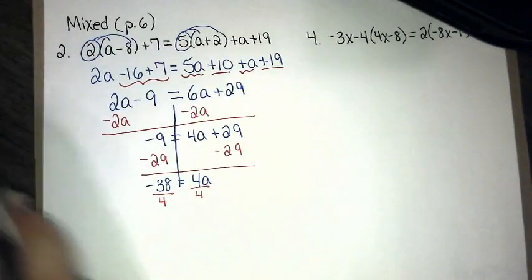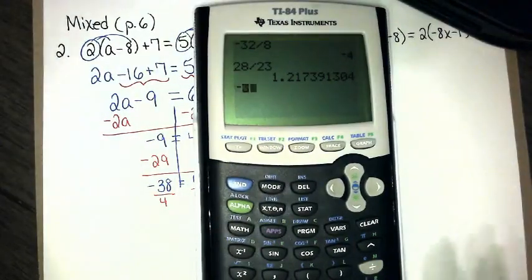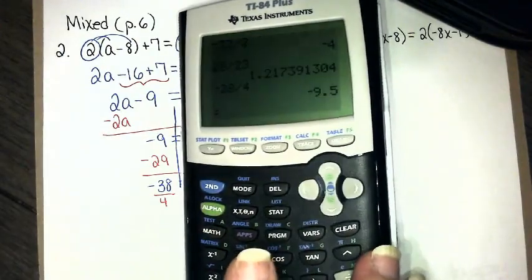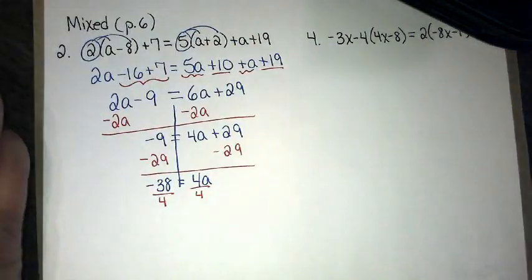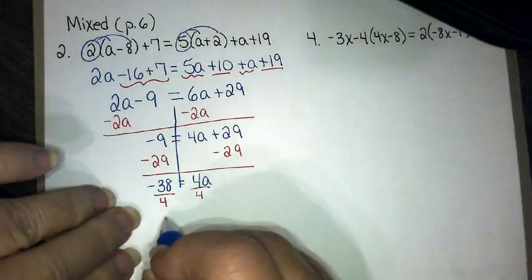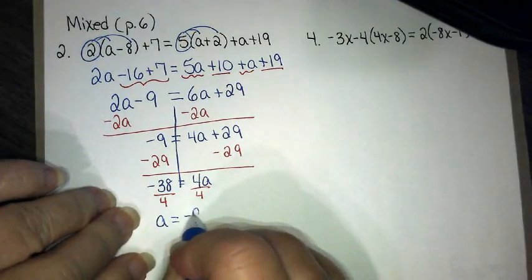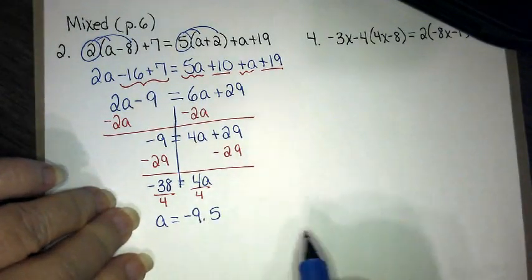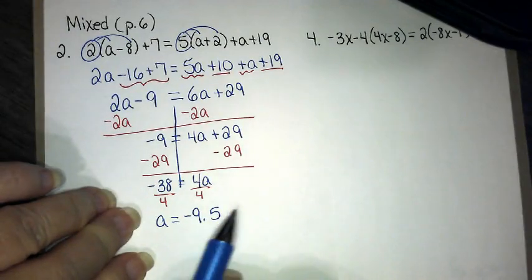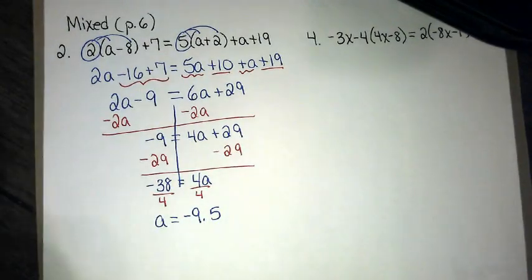So if you need to grab a calculator for this one, negative 38 divided by 4 is negative 9.5. It is perfectly fine to write this one as negative 9.5 because that is exact. We didn't round anything off. That was exactly what the calculator gave us.